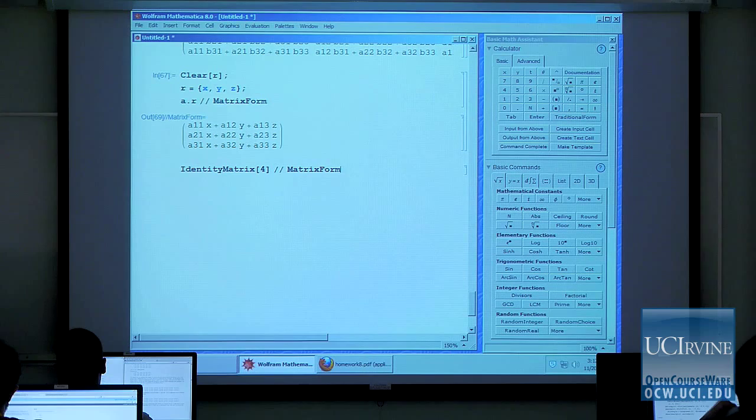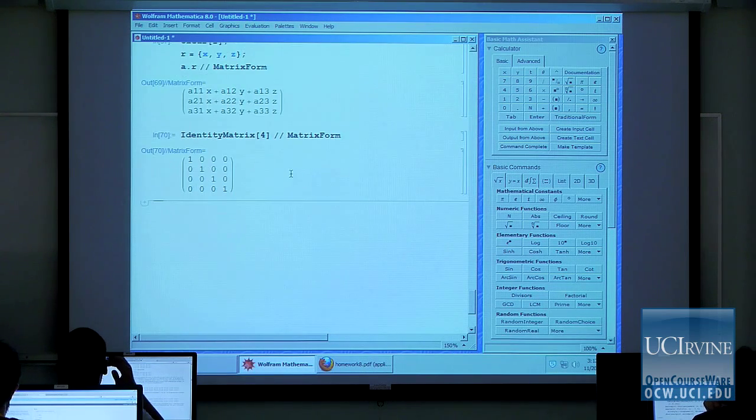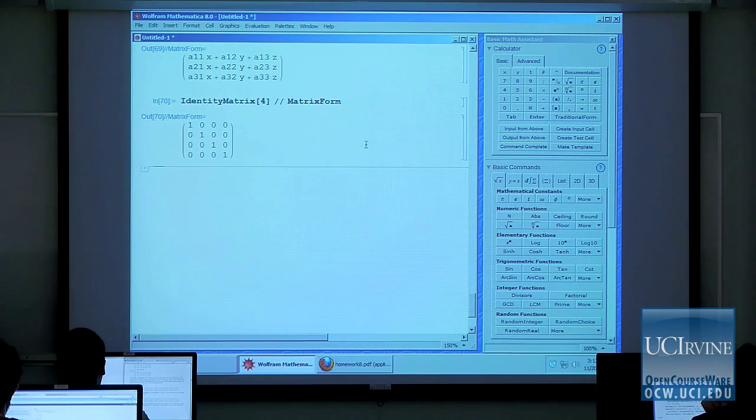So let's have a look at that. So notice what that gives me. It gives me a square 4 by 4 matrix, because I put in 4, where all the diagonal elements are 1. So that's a 4-dimensional identity matrix. All right? And we'll see that it's useful to have such an object next time.